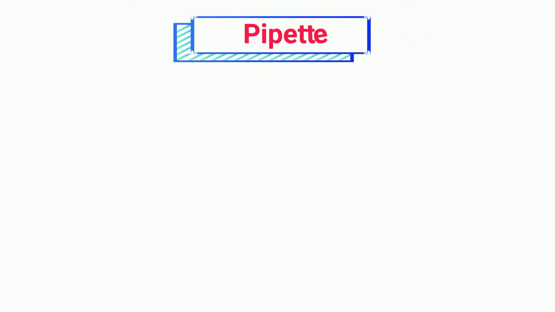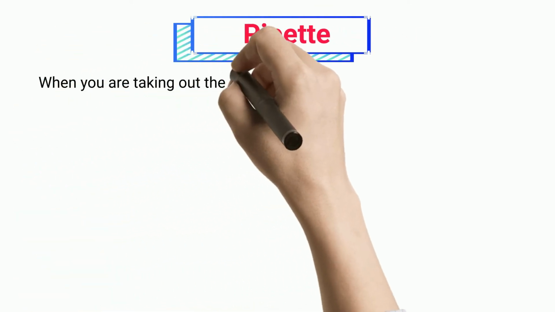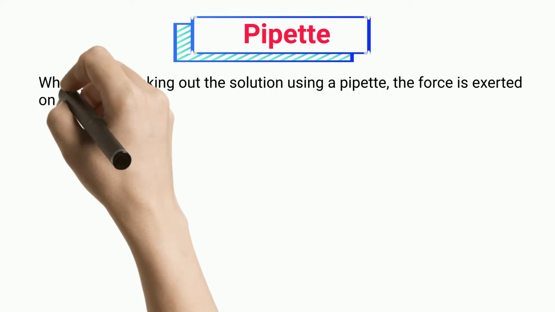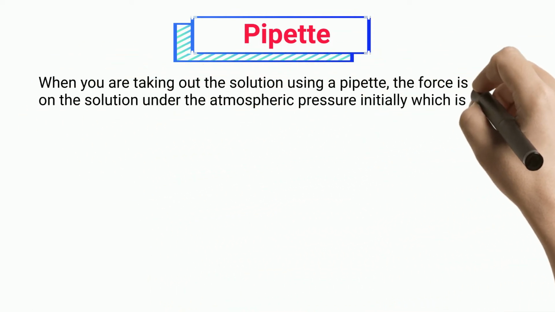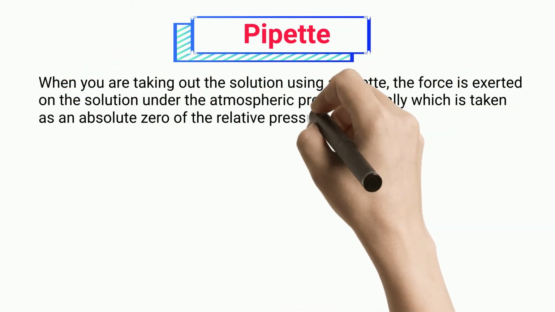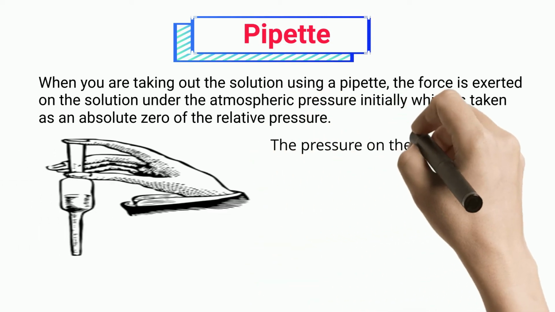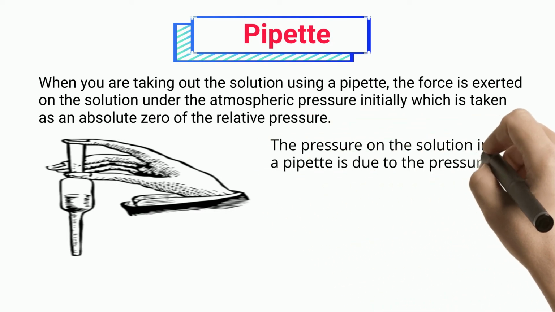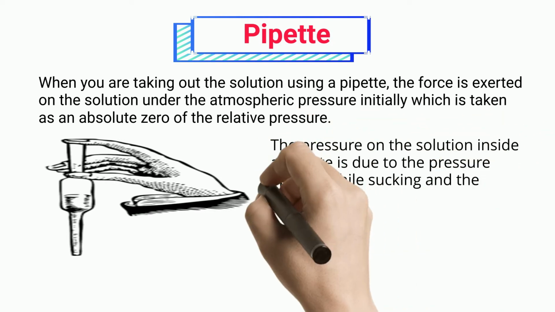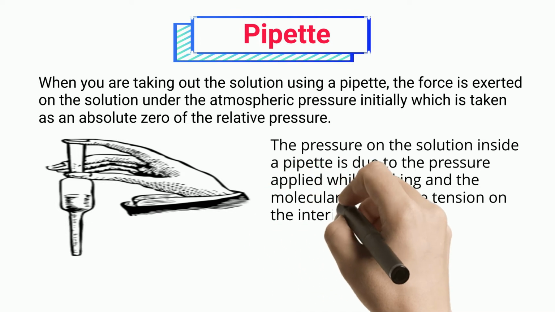Pipette. When you are taking out the solution using a pipette, the force is exerted on the solution under the atmospheric pressure initially, which is taken as the absolute zero of the relative pressure. The pressure on the solution inside a pipette is due to the pressure applied while sucking and the molecular and surface tension on the interior surface of the pipette.